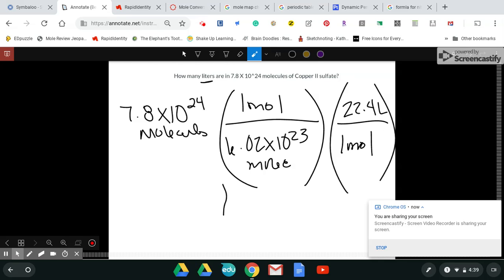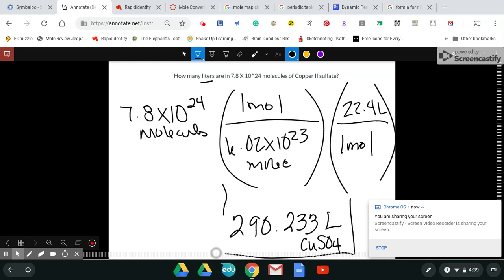So if I put that in my calculator, 7.8 times 10 to the 24th divided by 6.02 times 10 to the 23rd, all right, times 22.4, I should get 290.233 liters of copper 2 sulfate. Okay, so check to see if you got those 3 problems right.